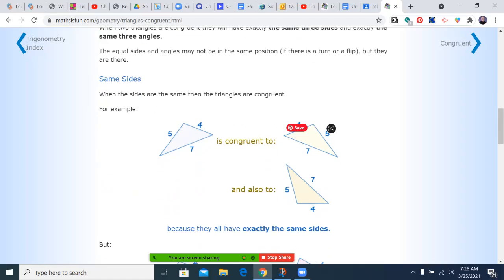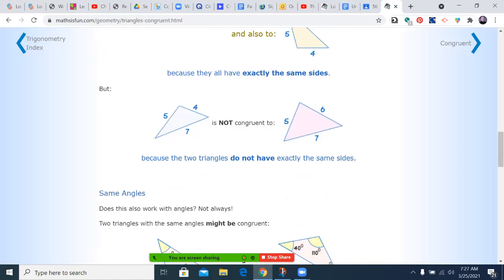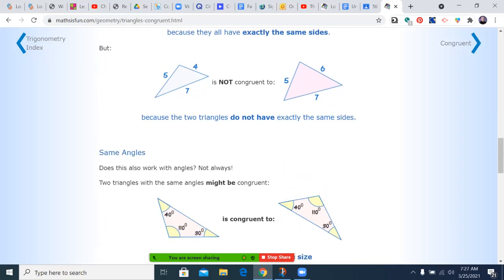Here's an example of same sides. You see we have 4, 5, 7, 4, 5, 7, and 4, 5, 7. They're in the same spot. They're congruent because they have the exact same sides. Now here, 4, 5, 7 and 5, 6, 7, that's not the same. They are not congruent. They don't have the same sides.